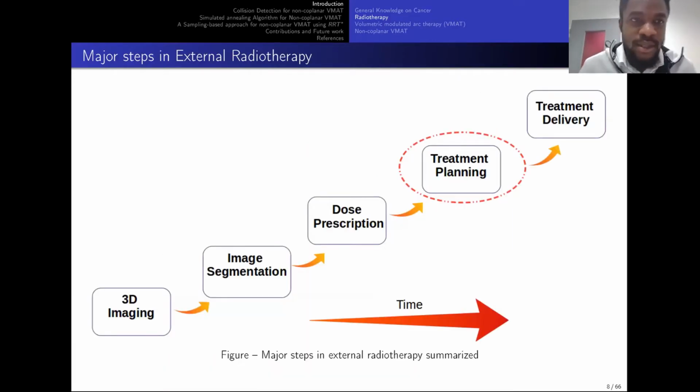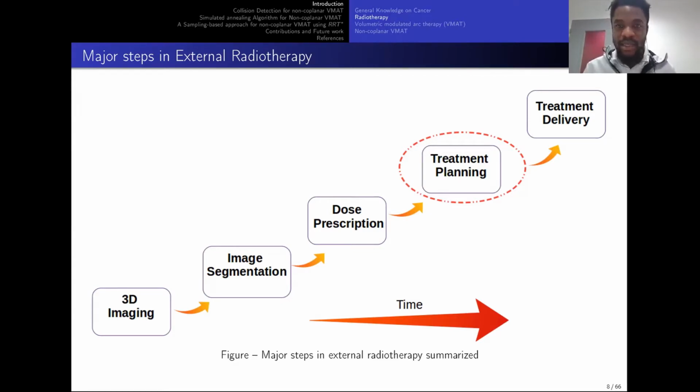Generally, the external radiotherapy steps are shown here. We start with the 3D imaging. We take the image of the patient. In this image, we'll have the part of the patient's body that has the cancer cells, and also images of the other organs in the patient. Then there's a segmentation of this image. During the segmentation, we try to delineate which part of the image has the cancer and which part has the normal cells.